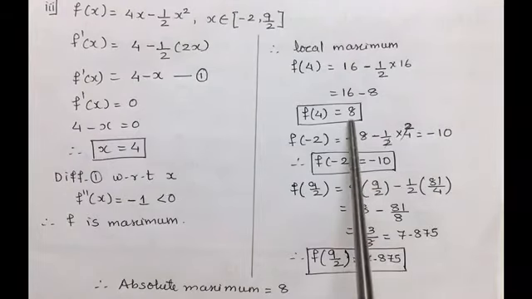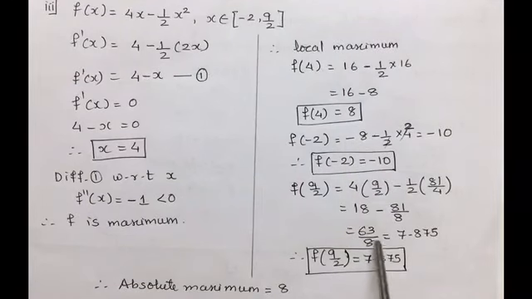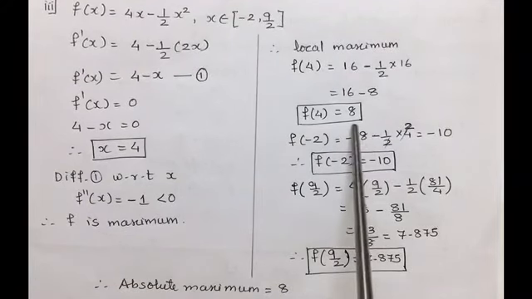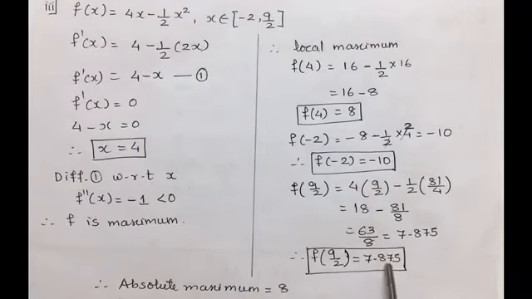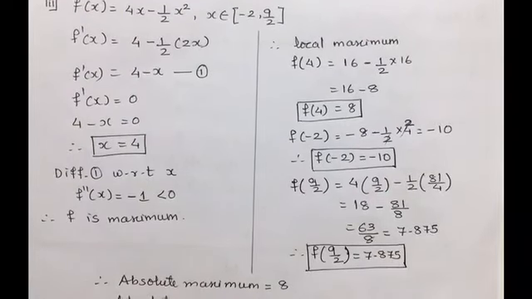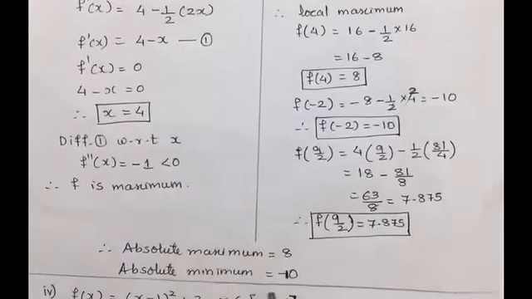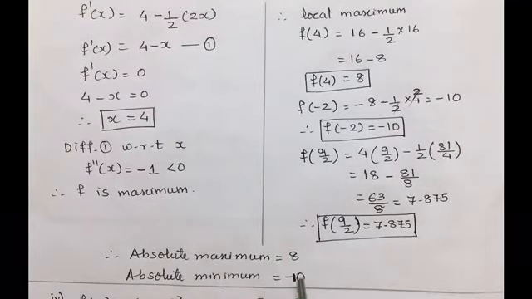Now comparing all the three values of f, that is 8, minus 10 and 7.875, the absolute maximum is 8 and the absolute minimum is minus 10. So this is how the absolute maximum and minimum are calculated.